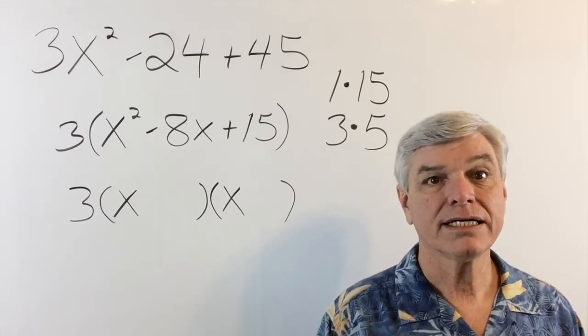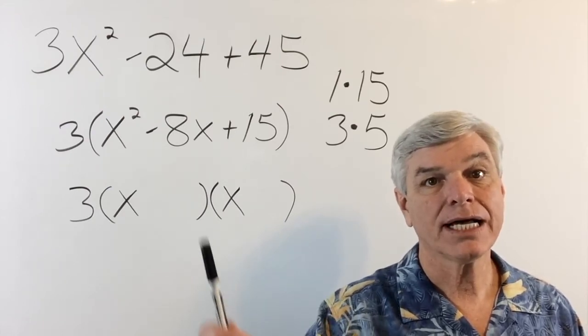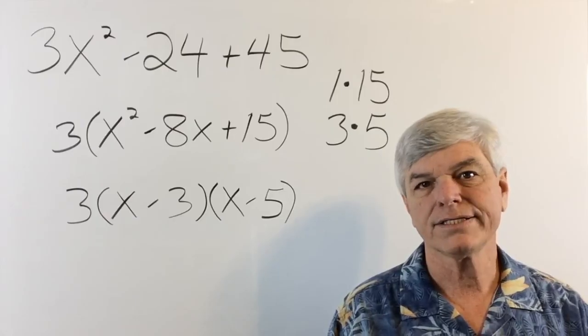And so let's see. Can I add or subtract 1 and 15 to get to 8? No. Can we add or subtract 3 and 5 to get 8? Yes. Okay, and what are our signs going to be? Well, we have a positive 15, so they both have to be positive, or they both have to be negative. A positive 3 and positive 5 will not give us negative 8, so how about negative 3 and negative 5? That is good, and that is your answer.